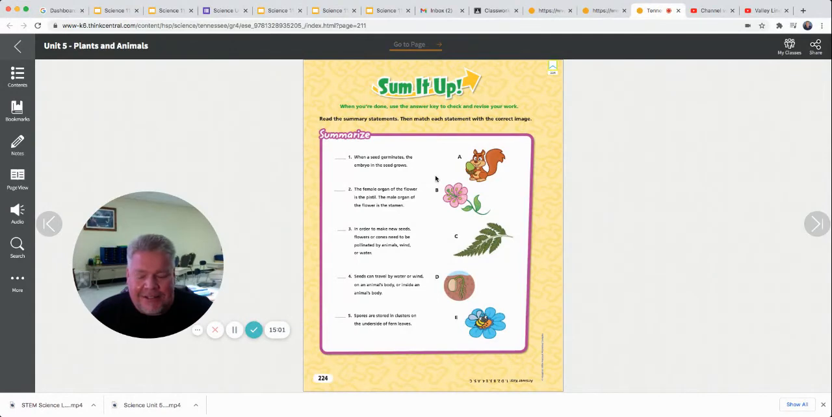All right, so let's sum it up here. We're going to match each statement with a correct image. When a seed germinates, the embryo in the seed grows. So I think that's going to be D here. We see a little embryo growing out of the seed, a germinating seed.